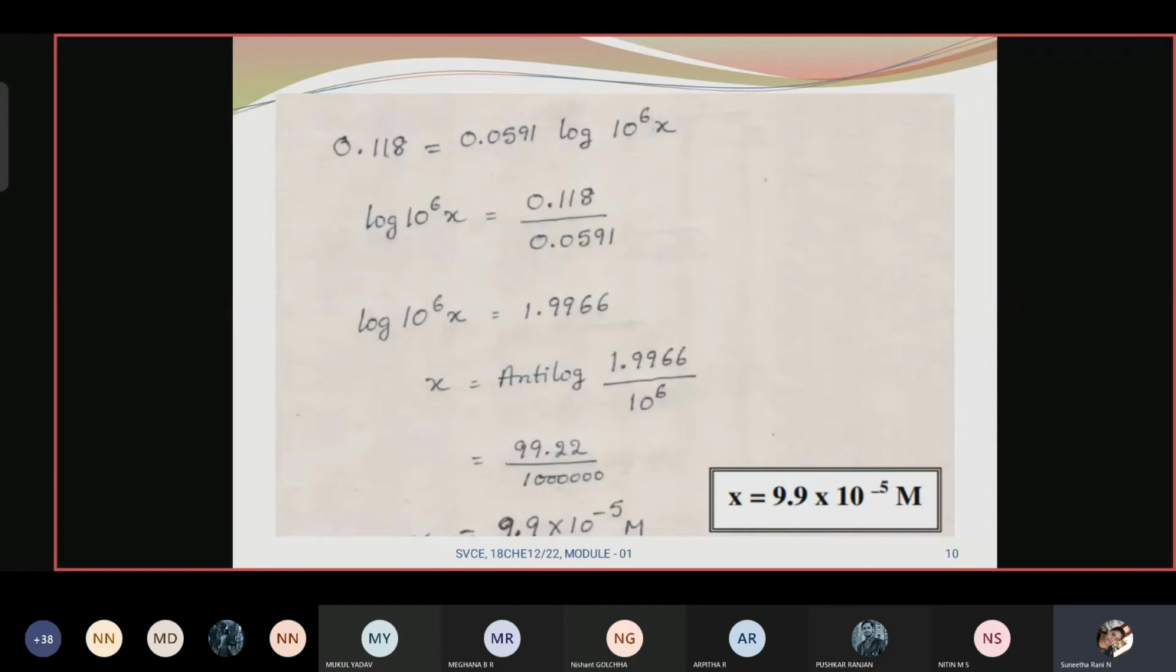See, here you have taken log of 10 raised to 6 x. The left-hand side is equal to 0.118 by 0.0591. That becomes 1.996. So x remains as it is. Anti-log of 1.9966 divided by 10 raised to 6. 10 raised to 6 you have got there. So what is the value of the anti-log? How to calculate the anti-log?